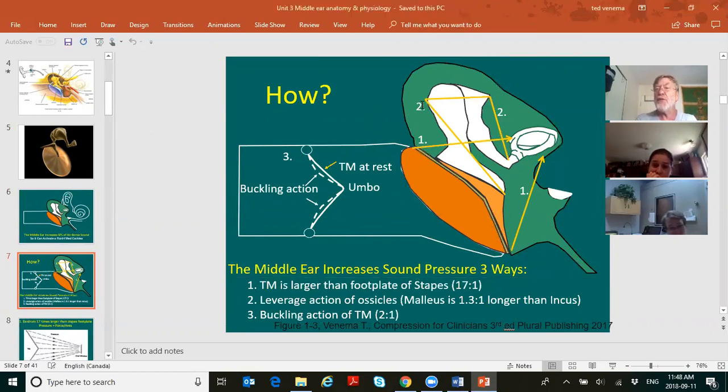number 2. This is an interesting way. Look at this length here, and look at this length here. Which one's longer?